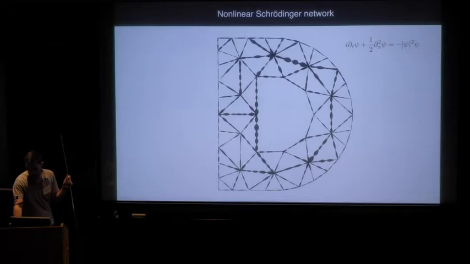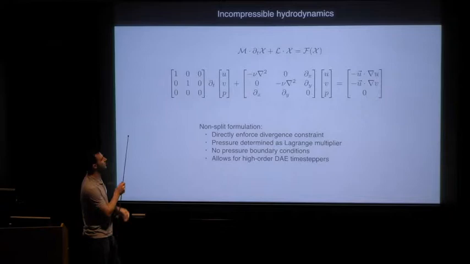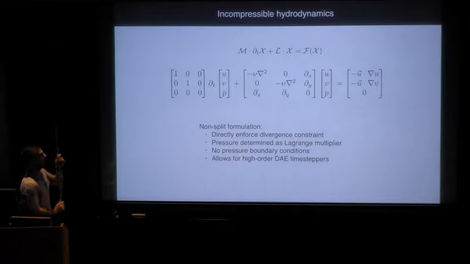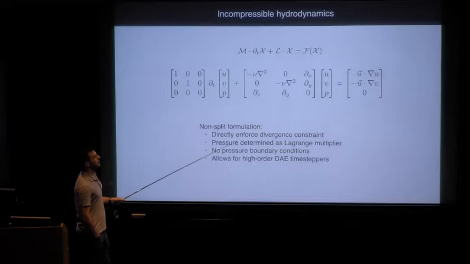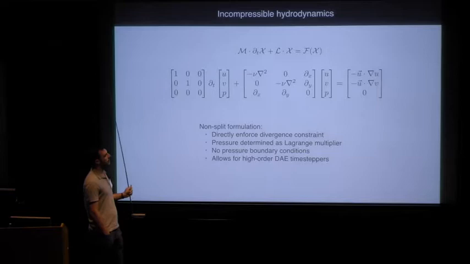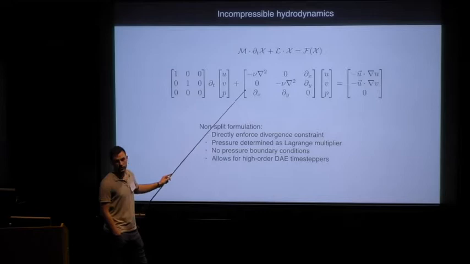I want to say another word on the formulation of incompressible hydro in these spectral methods. I had the code before for 2D incompressible hydro. Here are the equations in matrix form. One thing to point out is the way that we're handling the incompressibility condition. That's the last row here, right? Along with the momentum equations, we are directly imposing that div u is equal to zero. This is also a bit unusual.